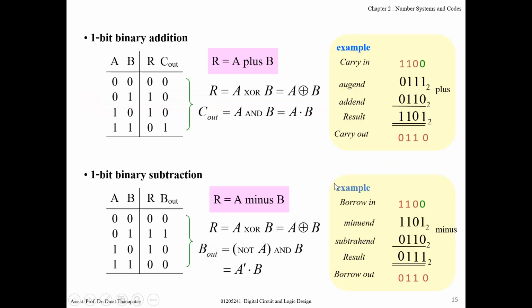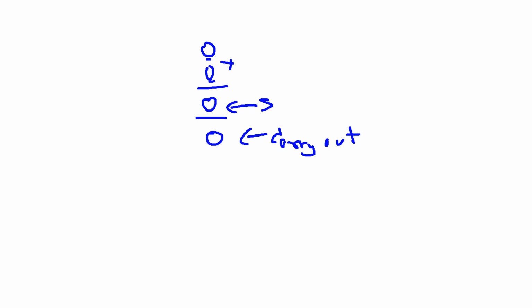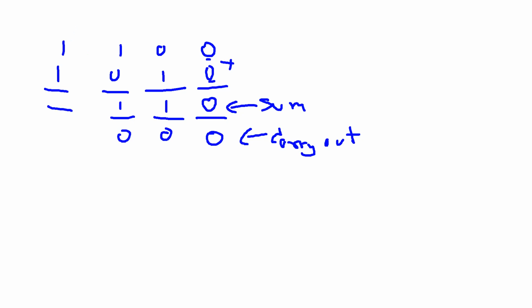Okay, now let's do something about this. If I want to do addition, 1-bit binary addition, namely 0 and 0, 1 bit added together, the result is 0. Okay, and how about carry out? No carry out. This is the sum, right? The result is the sum. Okay, 0 plus 1 is 1, no carry out. 1 plus 0 is 1, no carry out.